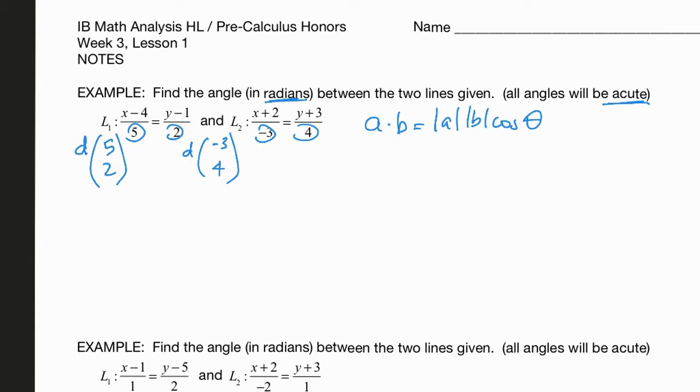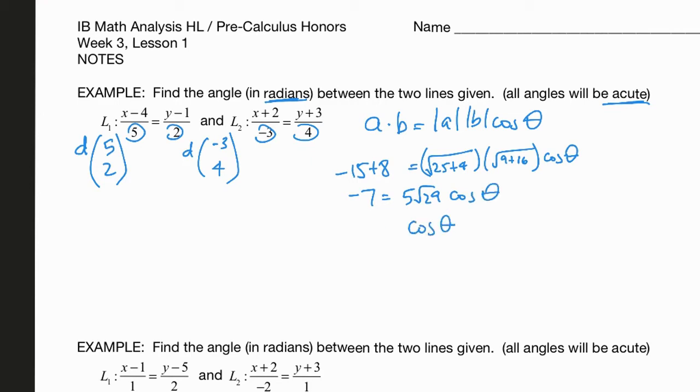All right, so when I do a dot b, I have negative 15 plus 8. When I do the magnitude of A, I get 25 plus 4. And the magnitude of B is 9 plus 16 times the cosine of theta. So this is negative 7 equal to root 29 times root 25 times cosine of theta. And if I isolate cosine theta, I get this, and this is where you have to break out your calculator, make sure that it is in radians, and type it in, and you should get a decimal of 1.83.